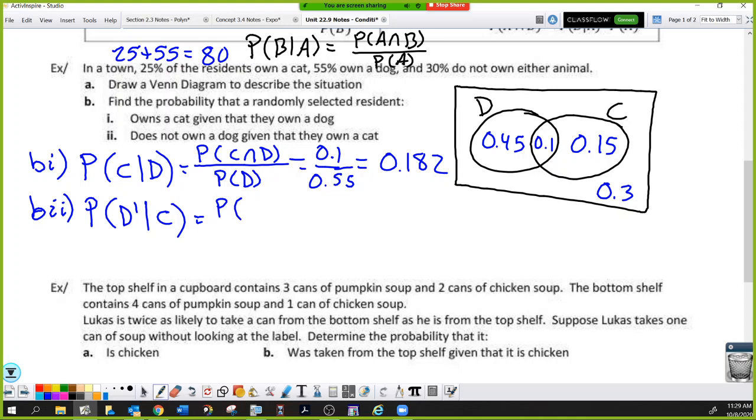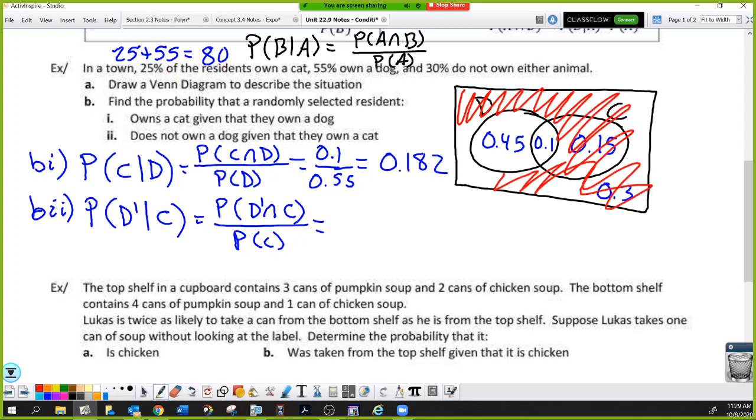So I have probability of not dog intersecting with C, divided by the probability of C. So let's look to our Venn diagram and let's find all the places where everything that's not dog intersects with everything that is cat. Well, not dog is here. So there's not dog. And here is cat. So we are looking for the intersection where they overlap.